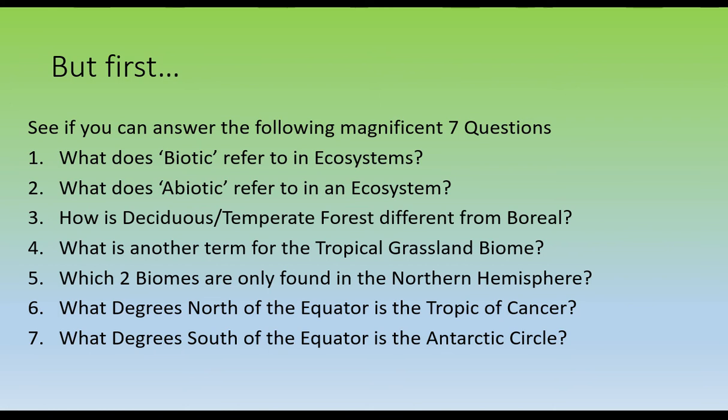Another term for the tropical grassland biome is savanna. The 2 biomes that you only find in the northern hemisphere, particularly for our means, it's not quite true, but from our research that we've done so far, are tundra and boreal forest. You do get tundra in the southern hemisphere as well, but we won't go into that. It's not a big deal. The degrees north of the equator, the Tropic of Cancer is 23.5 degrees. And the Antarctic Circle is south of the equator by 66.5 degrees. Okay, so hopefully you can answer most of those. Again, just keeping your knowledge topped up all the time is really, really important for most of the questions you'll find in most of the papers.